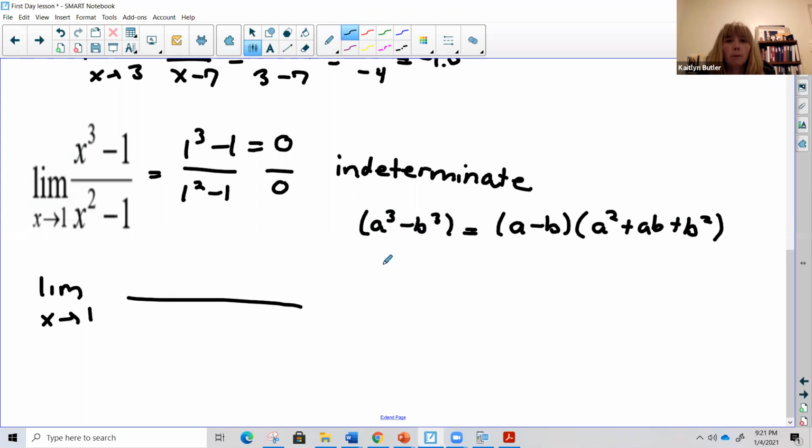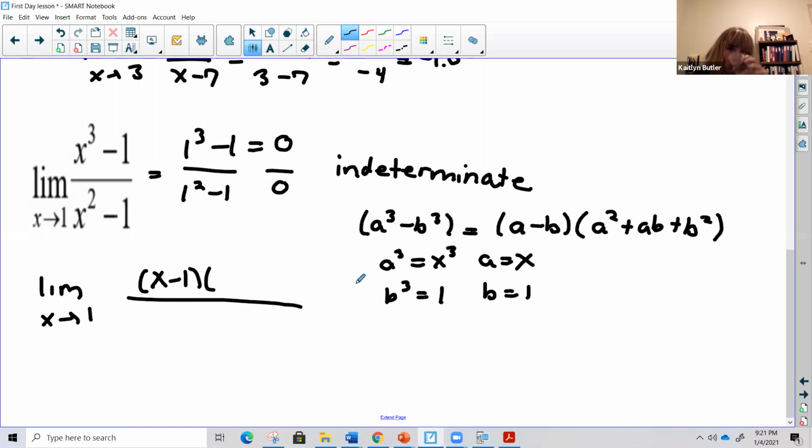So for this one, my a cubed is x cubed, so a would just equal x. And my b cubed is 1, so my b would be 1, because the cube root of 1 is 1. Like what times itself 3 times gives you 1. So if I factor this, I get a minus b, which is x minus 1, times a squared, which is x squared, minus a times b, which is x times 1, just x, plus b squared, which is 1 squared, which is 1. So that's what it factors to.